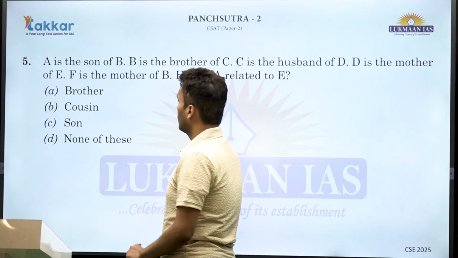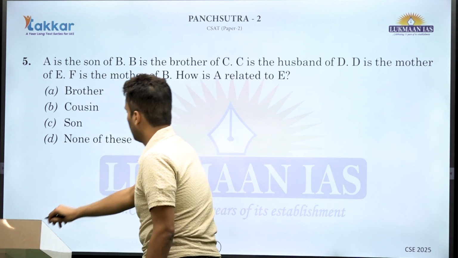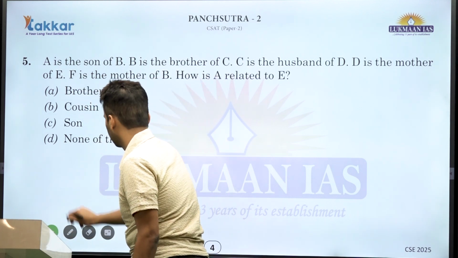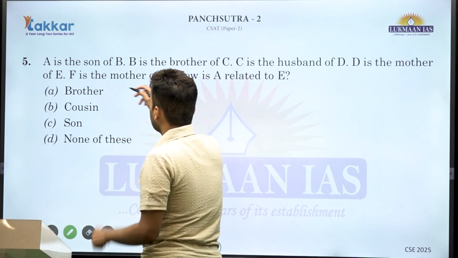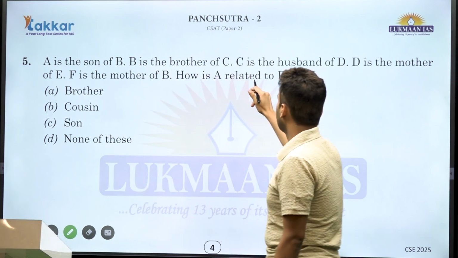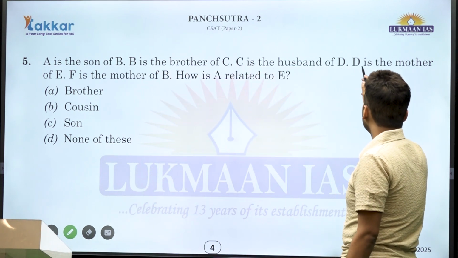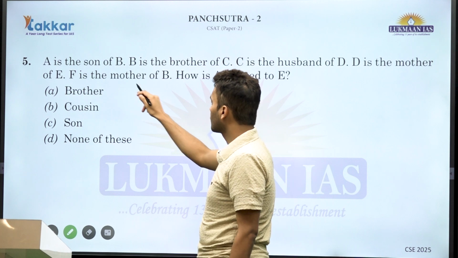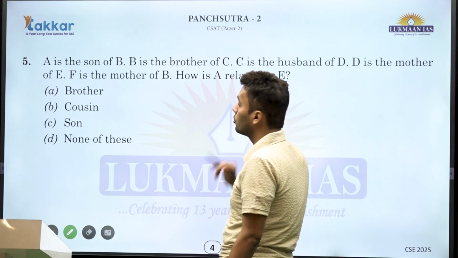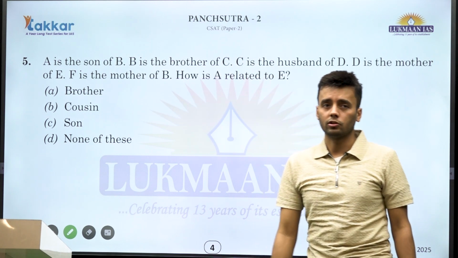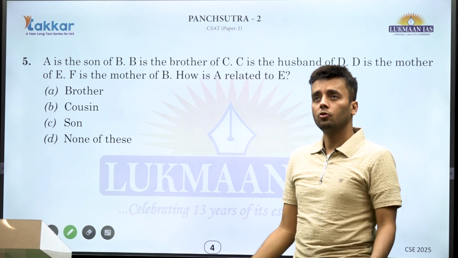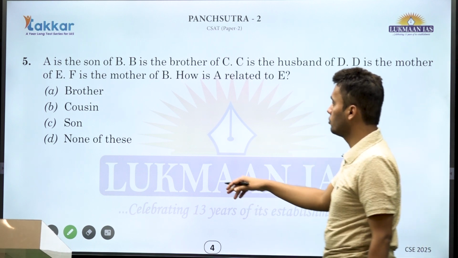In the question we are given, A is the son of B, B is the brother of C, C is the husband of D, D is the mother of E, F is the mother of B, and how is A related to E? So this is a relation question. So what we need to do, we need to draw. How can we draw this?